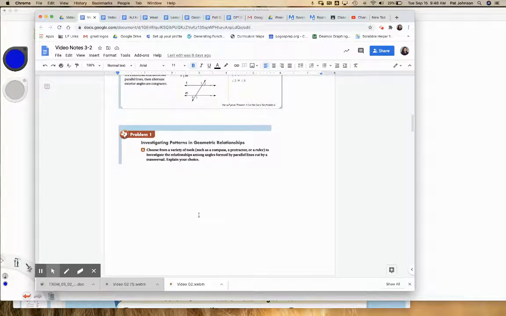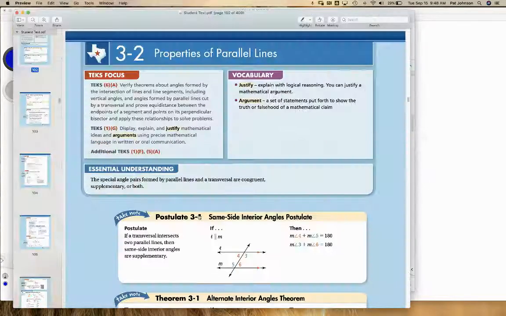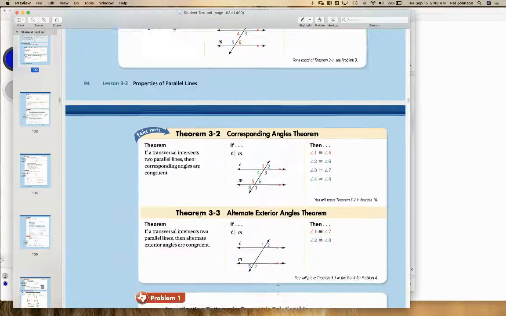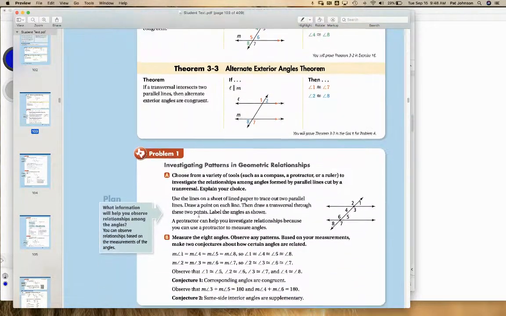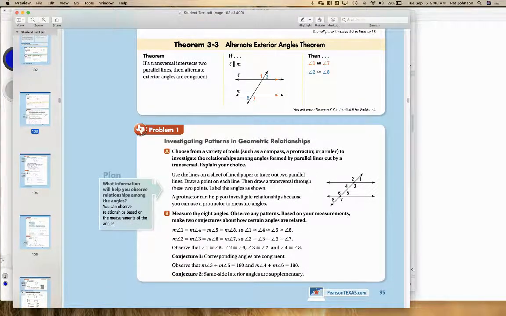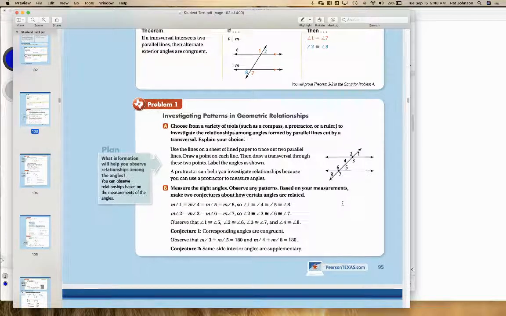Okay, so let's look at the first problem here. It says choose any variety of tools such as a compass, protractor. Basically they want you to draw two parallel lines and a transversal and label the angles 1, 2, 3, 4, 5, 6, 7, 8. Then they want you to measure the 8 angles, which we already learned how to measure, write what you know about each one, and then make conjectures.